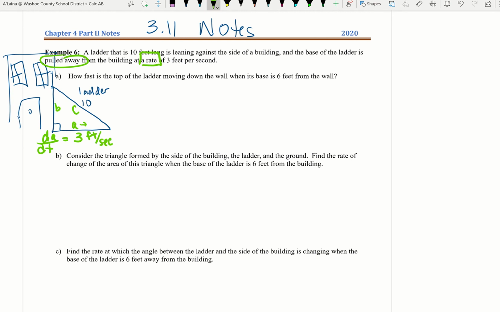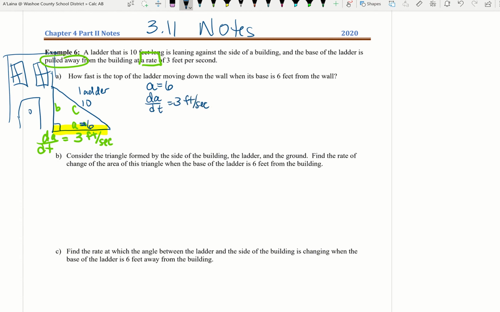And what we would like to know on this one is how fast is the top of the ladder moving down the wall when the base is 6 feet from the wall. So although this down here on the bottom is moving, we're going to be looking at what's happening at the instant when A is 6. We're specifically looking at the instant when A is 6. But I do want you to keep in mind that A is moving. So A is not always 6, but we're going to be looking at the instant when A is 6. So we know that A is going to be 6 is the instant we're looking at, and the rate of change of A is 3 feet per second.